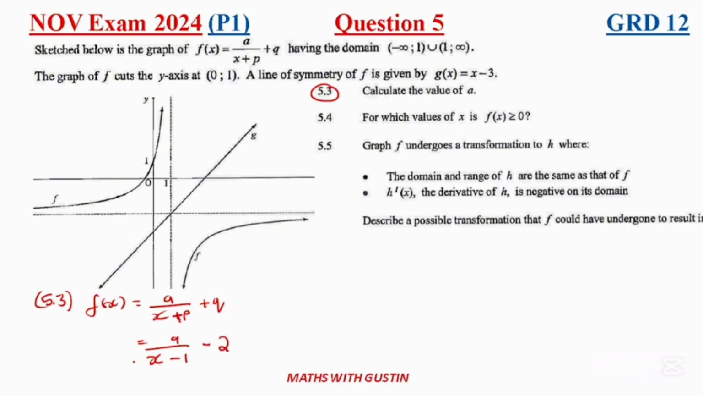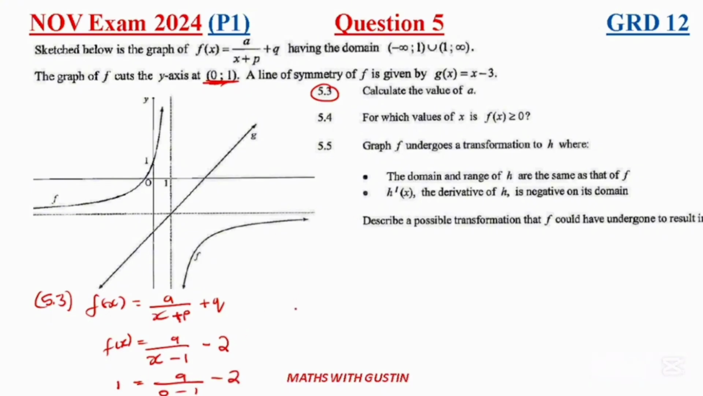So which value can we substitute here? We can substitute this point here that was given, which is point A, when x is equal to 0, y is equal to 1. So we're going to substitute that point there. So let's go ahead and do that. 1 is equal to A all over 0 minus 1 minus 2.